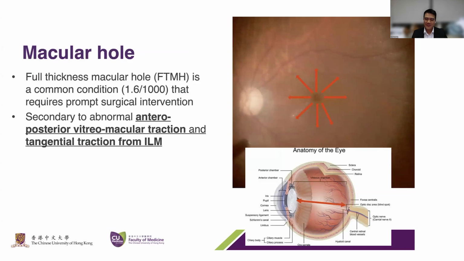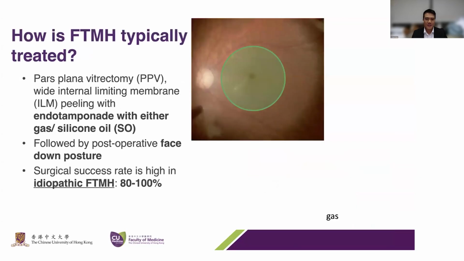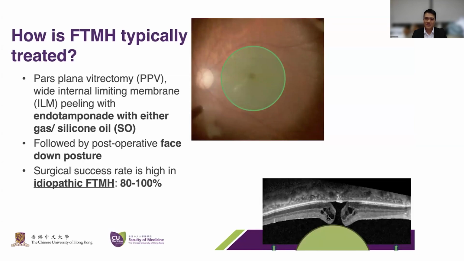So macular hole, suffice to say, is one of the most common surgical macular conditions that requires prompt surgical intervention. Otherwise, the patients can have irreversible vision loss. So typically, macular hole is treated with vitrectomy with peeling of internal limiting membrane, followed by gas tamponade or silicone oil tamponade in certain cases, and postoperative face-down posture. And the surgical success rate is typically very good.